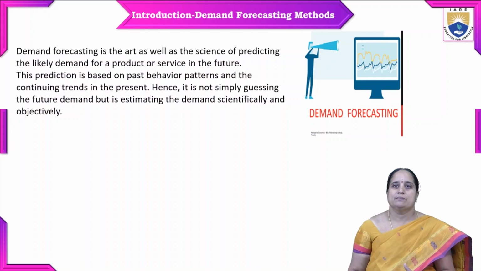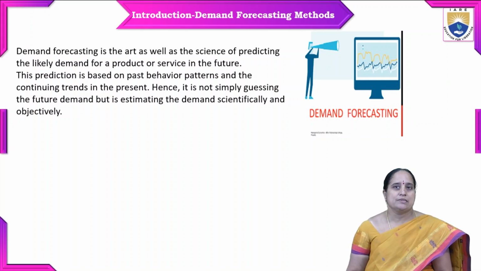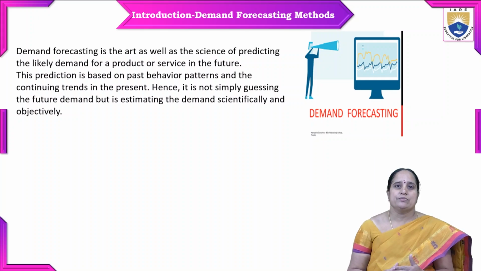So already we have some idea. Demand forecasting is the art as well as science of predicting the likely demand for a product or service in the future. This prediction is based on the past behavior patterns and the continuing trends in the present. So whenever you are going for demand forecasting, we consider the historical patterns, and based on the present trends, we forecast the future. It is not simply guessing the future demand, but estimating the demand significantly and objectively.